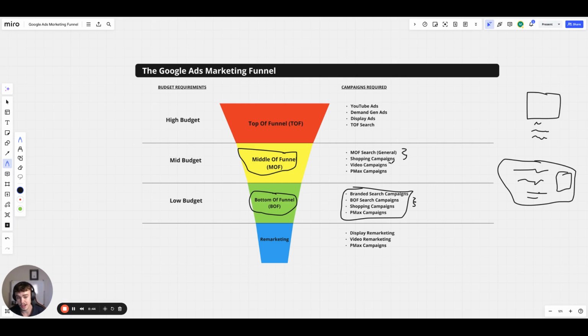Video campaigns are great as well. This can be YouTube Shorts or long-form YouTube videos. When we're looking at middle of funnel, honestly, video campaigns can apply to any stage of the funnel.